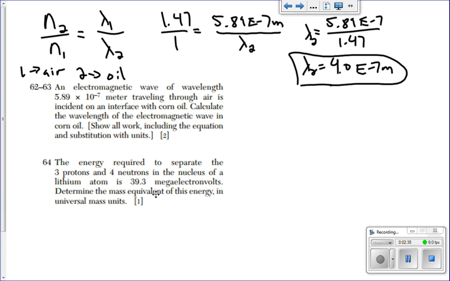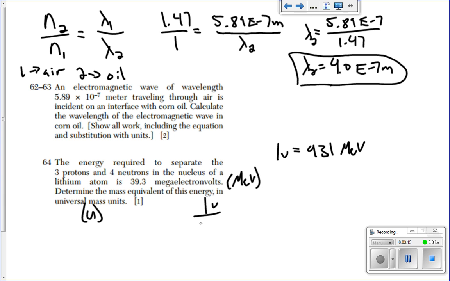Next question is asking about the energy required to separate 3 protons and 4 neutrons in the nucleus, and it says that the energy is 39.3 mega electron volts. Here's a little hint. Mega electron volt is MeV, and we want the mass equivalent in universal mass units. Universal mass units is u. So here we have mass energy conversion using MeVs and u's, so we want to use our conversion 1 u equals 931 MeV.